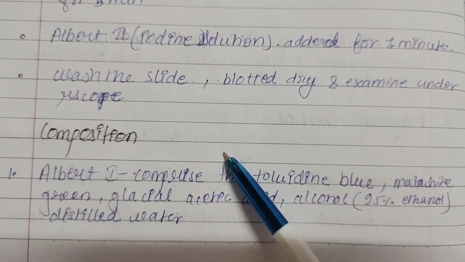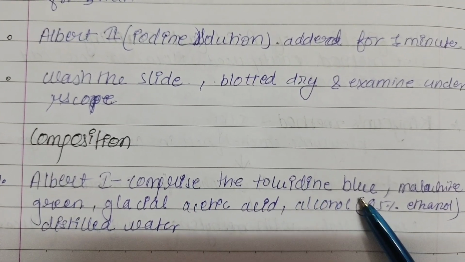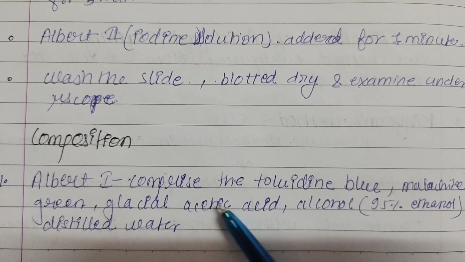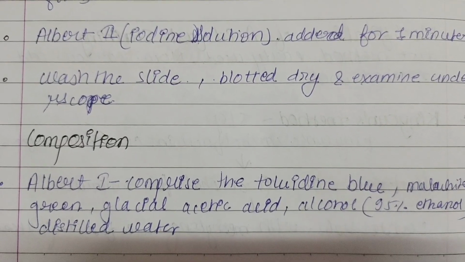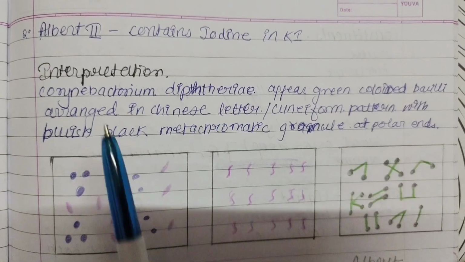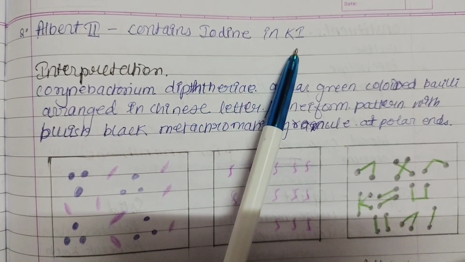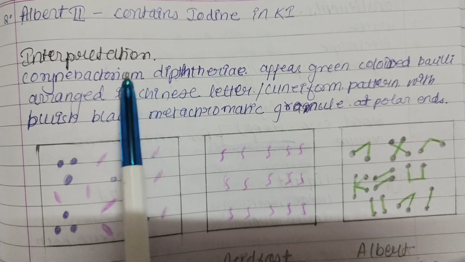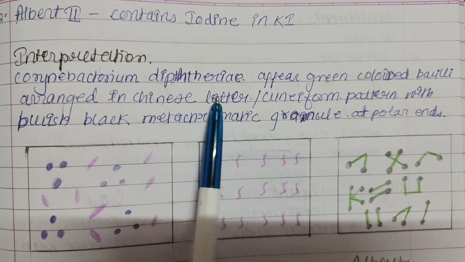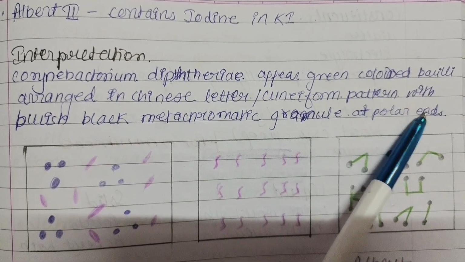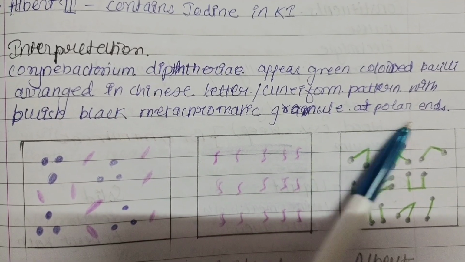Now the composition of Albert stain: Albert stain 1 comprises toluidine blue, malachite green, glacial acetic acid, alcohol 95% ethanol, and distilled water. Albert stain 2 contains iodine in potassium iodide solution. Now the interpretation is that Corynebacterium diphtheriae appears as green colored bacilli arranged in Chinese letter or cuneiform pattern with bluish black metachromatic granules at the polar ends.